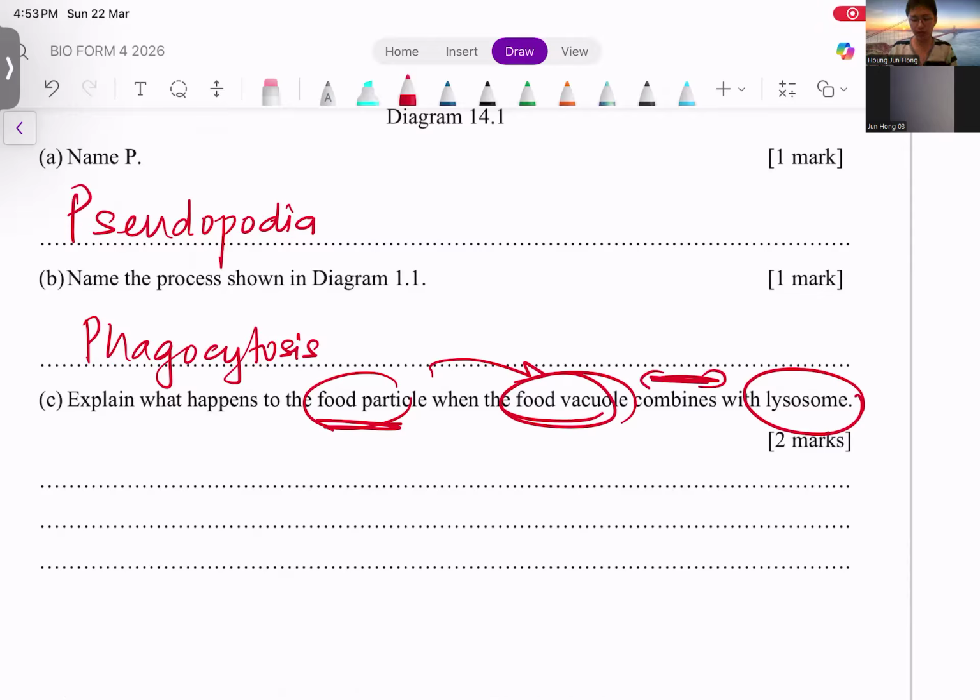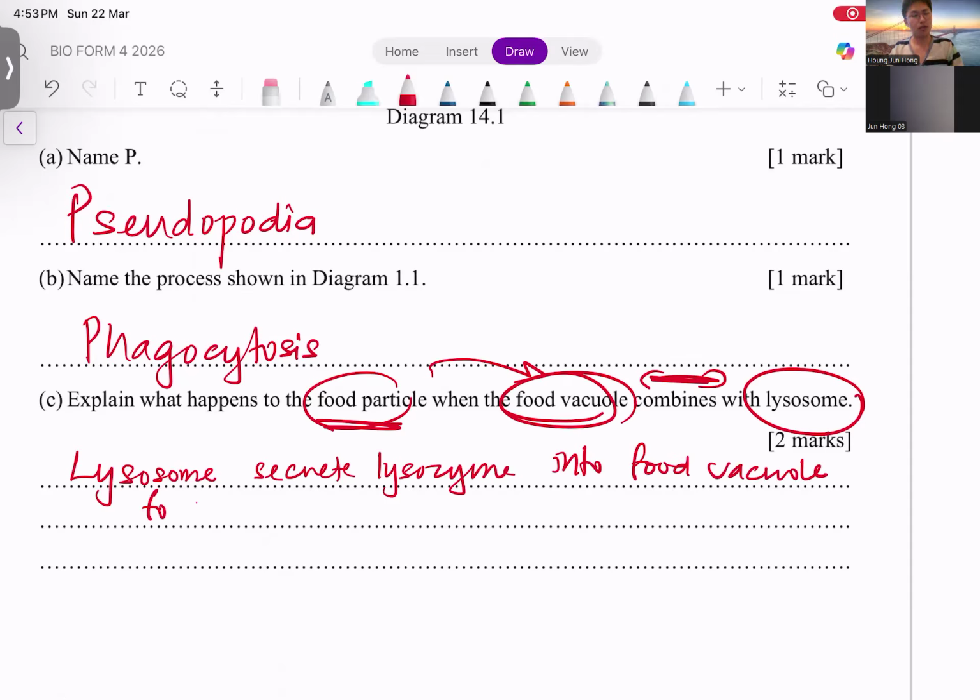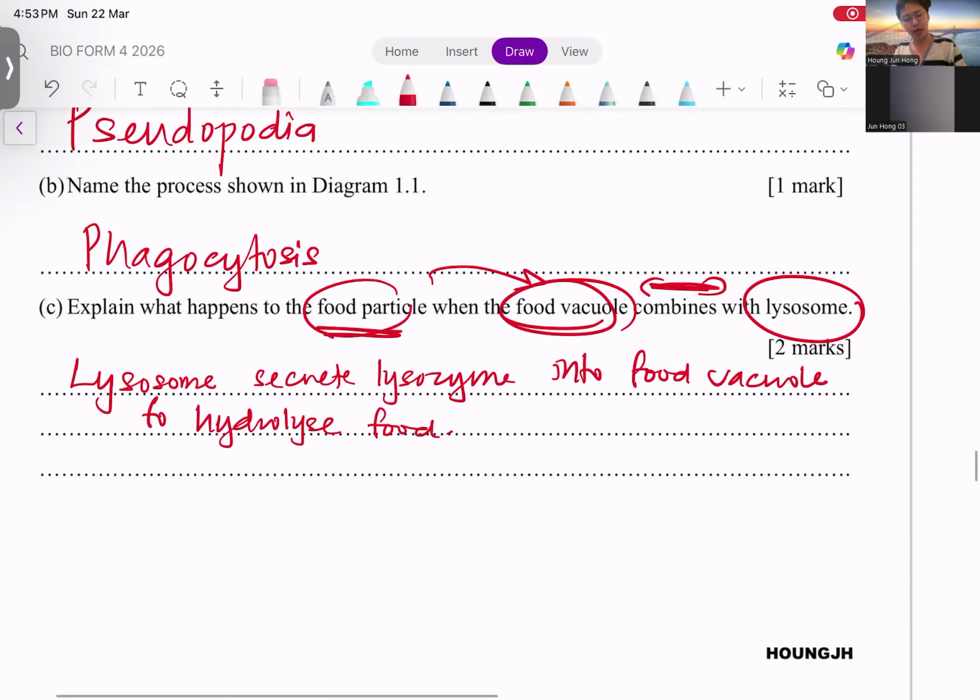And why do they need to merge together? Because, based on your notes or whatever, you should know that lysosome will secrete lysozyme into the food vacuole. This is to hydrolyze the food. Again, please don't use break down, and whatever other word. Please use the word hydrolyze, not digest or whatever. Hydrolyze. Okay, you hydrolyze the food, and then what happened next?